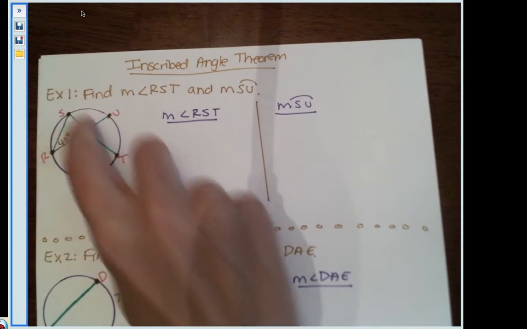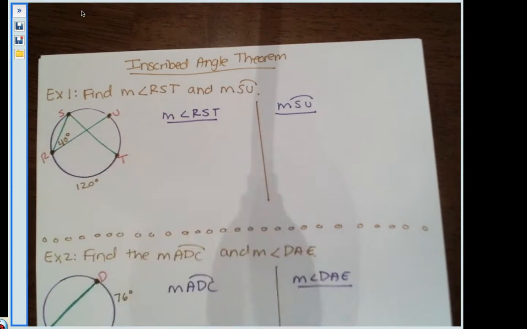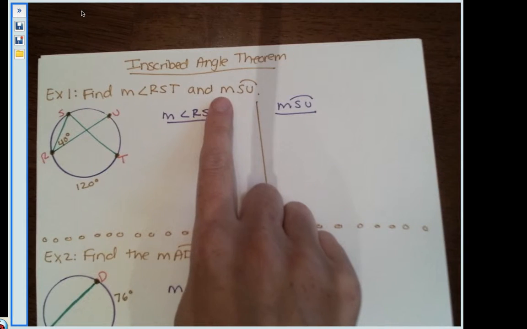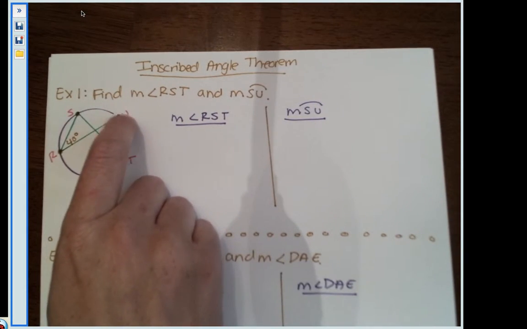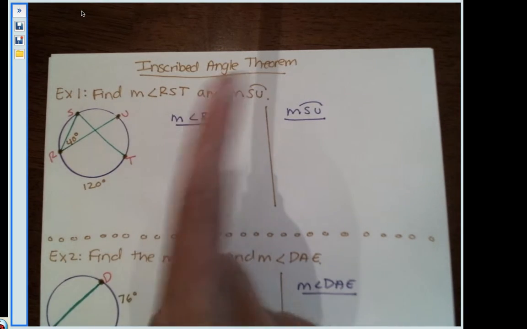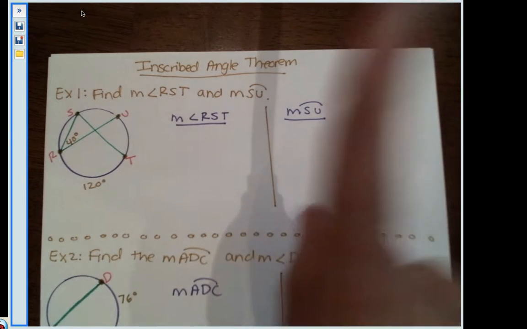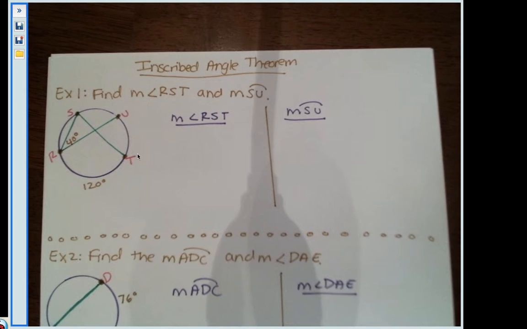So R to the S to the T is this angle down here. And eventually we'll also be finding the measure of arc SU, this one right here. But in order to do this, we must think back to the Prezi video when I taught you what the inscribed angle theorem was. So let's see what that's all about again.